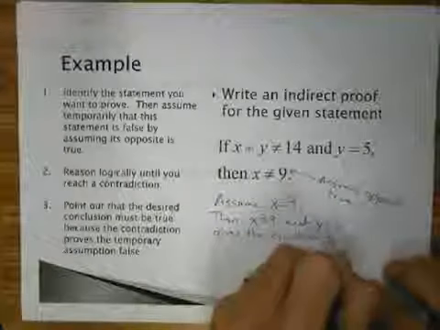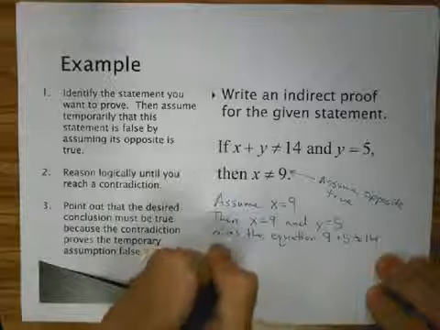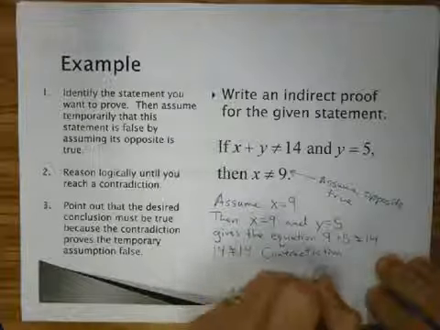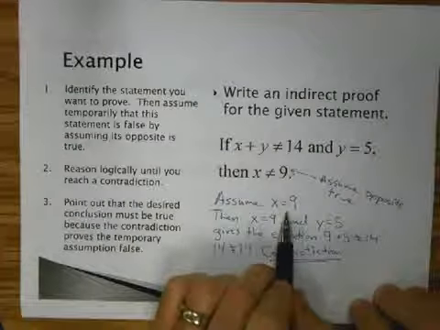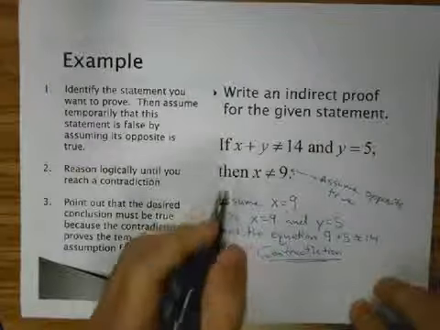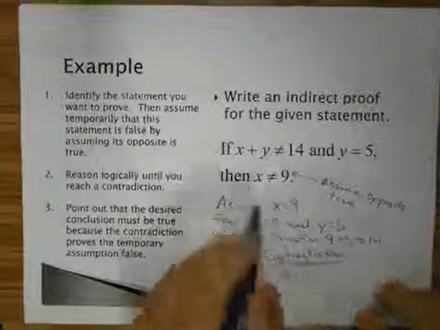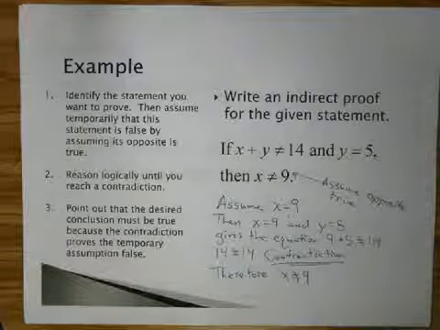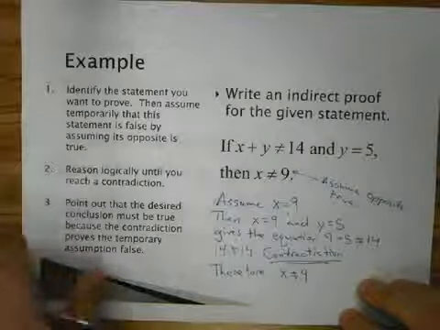then I know that x equals 9 and y equals 5 gives the equation 9 plus 5 doesn't equal 14. And that's just substituting into what we have. Well, 14 doesn't equal 14 is a contradiction. 14 does equal itself. This shows that we can't assume x doesn't equal 9 because that leads to the contradiction. Therefore, x can't equal 9 in order for this to work. If we assume x equals 9, then we do get the contradiction. We can't have it. Therefore, it can't be true.